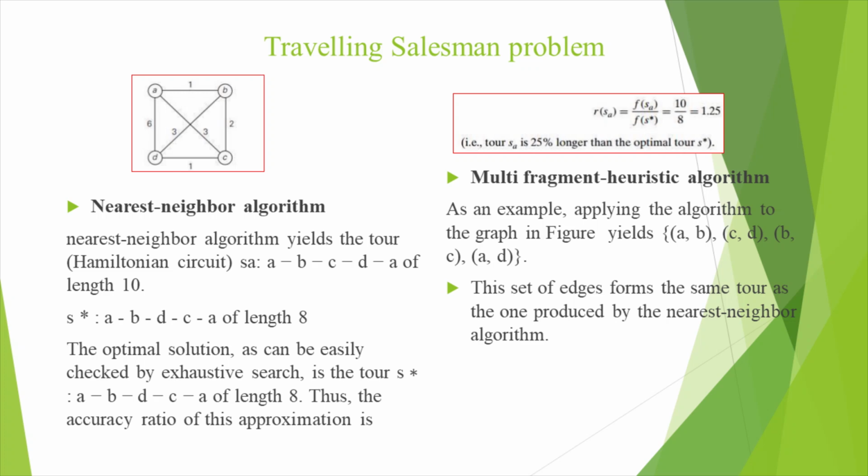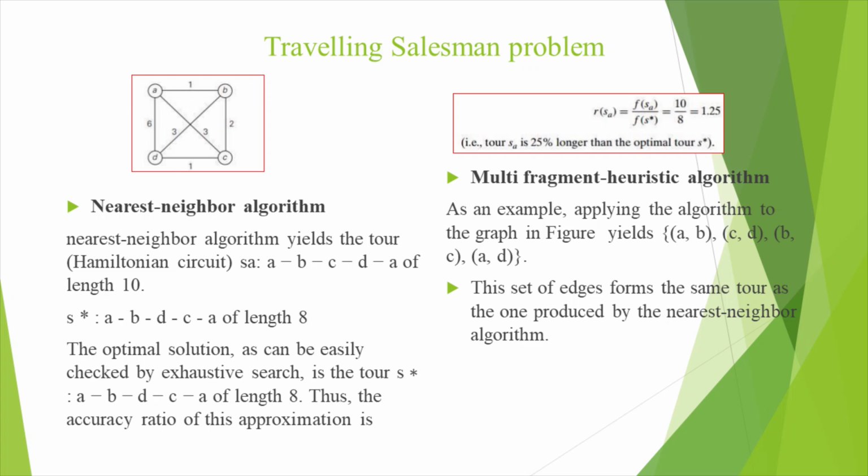From B, the nearest unvisited vertex is C, so the distance for C is 2. So next we are going to C. From C, the only unvisited vertex is D. The distance is 1, so visiting D. Then again from D, it is returning to A. The distance is 6. So now the path is A to B, B to C, C to D, D to A. So the total cost will be 10.